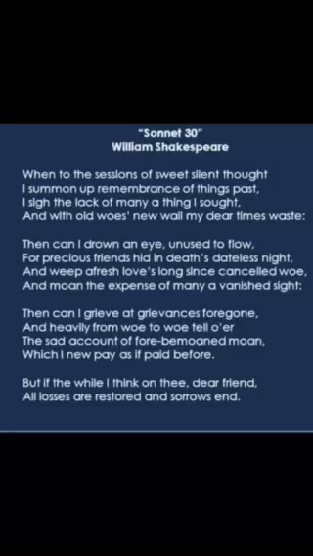My eyes are generally unused to flow, but when I remember the things past, the sorrows of the past, I can drown an eye. I can weep heavily, for precious friends hid in death's dateless night. For whom I cry, I weep for the friends who are sleeping in the dateless night of death. Why do we call it dateless? Because death is inevitable, it is permanent. So, they are sleeping permanently in death's dateless night.